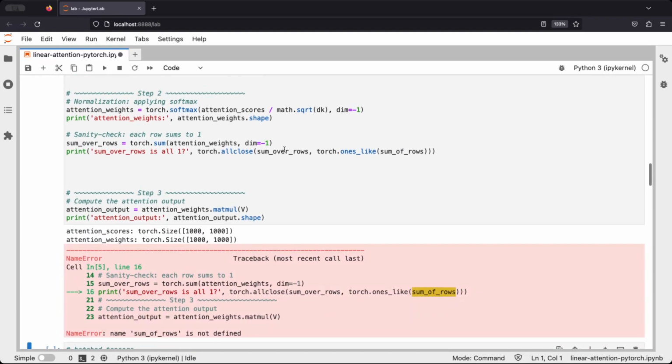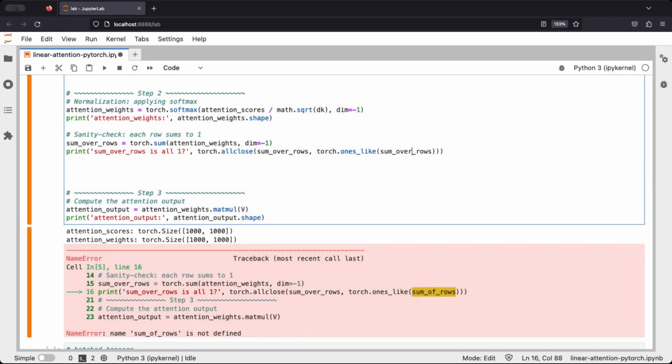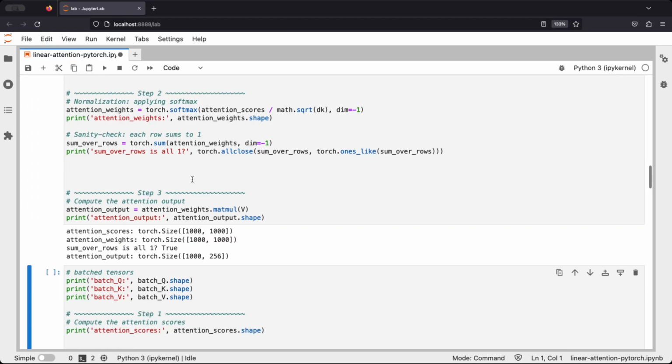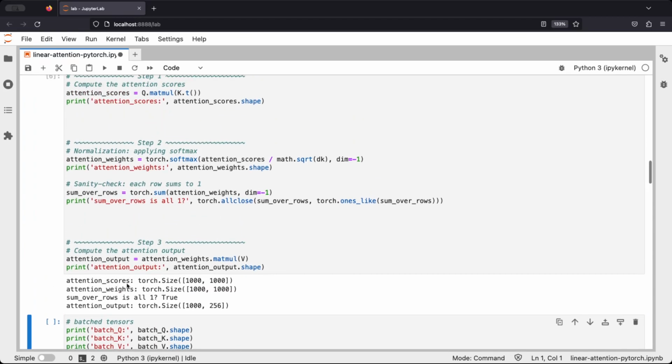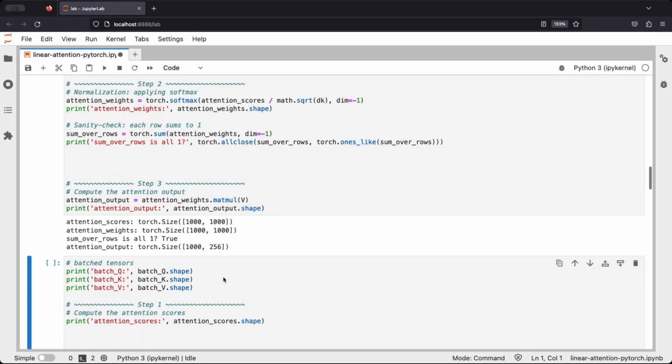So okay, I have some errors over the rows, so let's run that again. As you can see, attention scores is n by n. Attention weights is also n by n. The sanity check is true, and the final output is also n by d. The fact that attention scores, that is the QK transpose, is n by n will make it, both in terms of memory and arithmetic complexity, quadratic. So in the rest of this video, we will see other algorithms that will reduce this complexity.